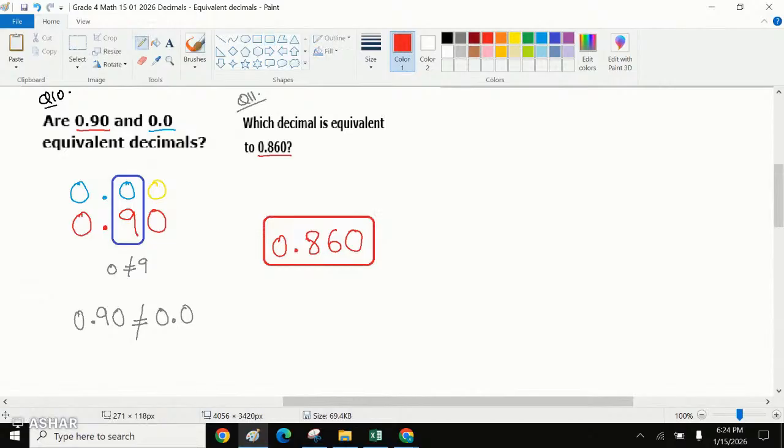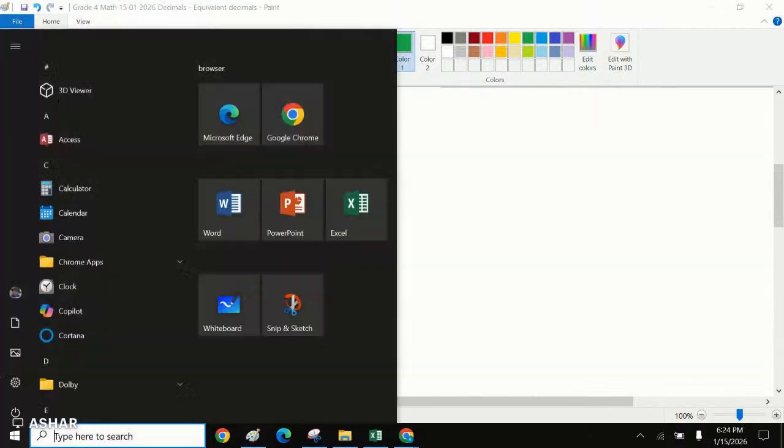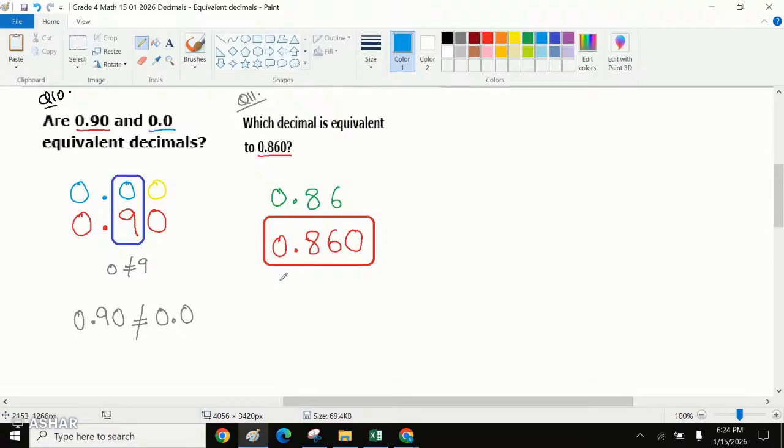Can I have an answer? The easiest answer would be 0.86. You remove the zero, or you can say 0.8600. So that means 0.86 is equal to 0.860, right? Or 0.8600 is also equal to 0.860, right? Yes. Nate, you wrote 80. It should be 86, yes.